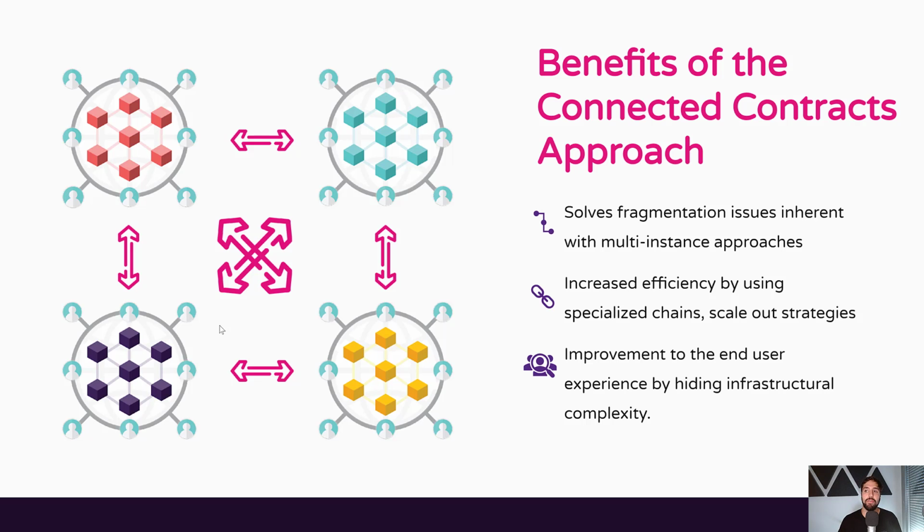And so the benefit of the connected contracts approach, you might have already answered this question yourself, is that it solves the fragmentation issues that it inherits with multi-instance approaches like we've seen before with Sushi. It increases the efficiency by using specialized chains and scale-out strategies. In this case, for example, we can think about the Centrifuge example. They are a specialist chain that needs to have liquidity, and so they're using Moonbeam and the connected contract approach. Moonbeam will be the specialized chain that is providing this bridging service. And it also improves the end user experience by hiding the infrastructural complexity.